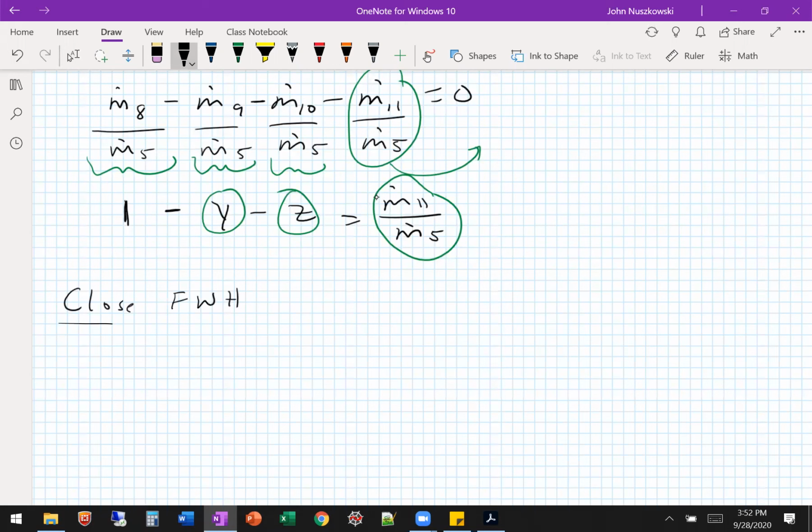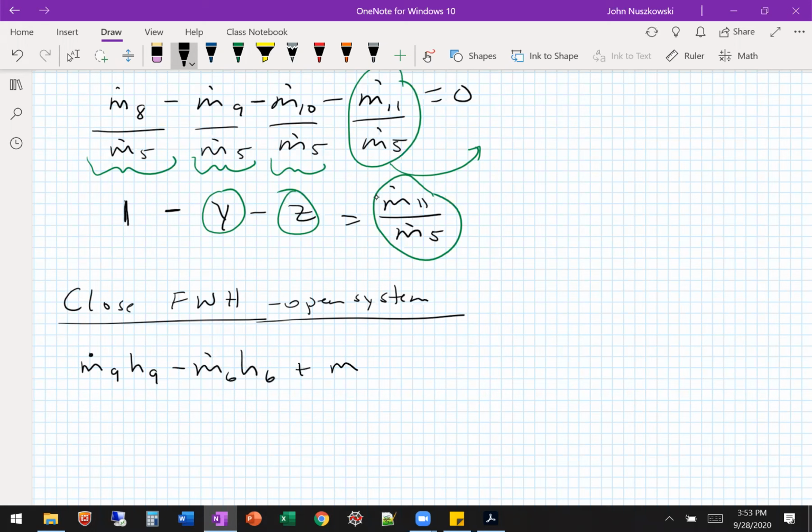So the closed feed water heater, which is an open system, but it's not one inlet, one outlet, okay? But there's no heat or work, so we just end up with the mass flow rates carrying in or carrying out enthalpy. So we have mass flow rate 9 and its enthalpy being carried in. We have mass flow rate 6 and its enthalpy being carried out. And then we have 4, its enthalpy in, and 5 and its enthalpy out.